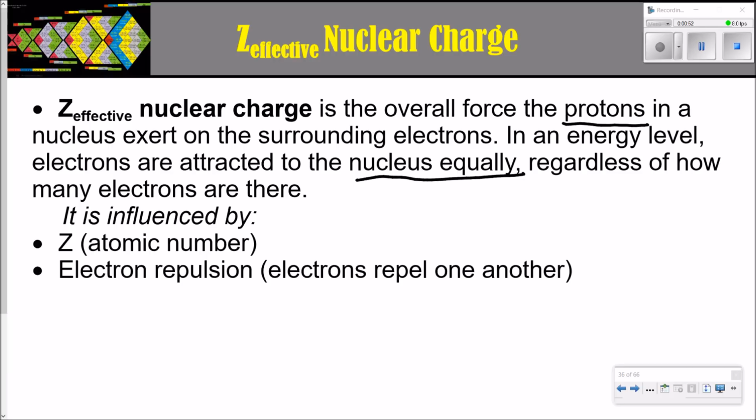Z-effective nuclear charge overall is going to be influenced by the atomic number, and it's also going to be influenced by electron repulsion. Electrons, remember, will repel each other because they're all negatively charged. As you move across a period in the periodic table, you add a proton every single time. More protons means you're going to increase the Z-effective nuclear charge, because the positive charge in that nucleus is increasing. So it's going to have more of a pull force on those electrons around it.